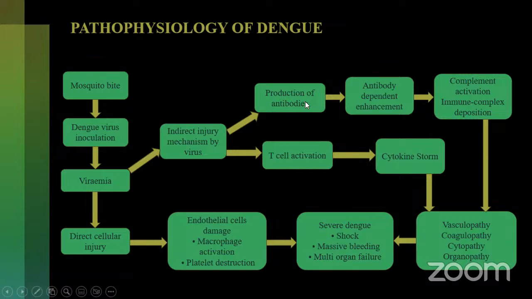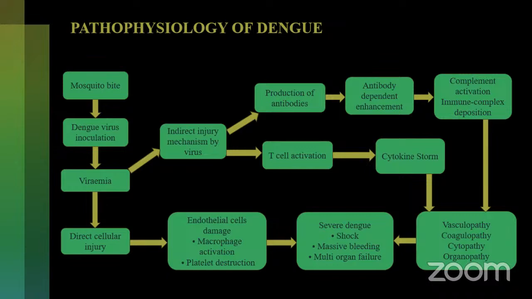Indirect injury is by the production of antibodies, which leads to what is called antibody dependent enhancement. Basically, the antibodies which are produced could be either neutralizing or non-neutralizing. The non-neutralizing antibodies combine with the virus. They do not kill the virus. They form a complex which gets engulfed into the host cells, like the dendritic cells.